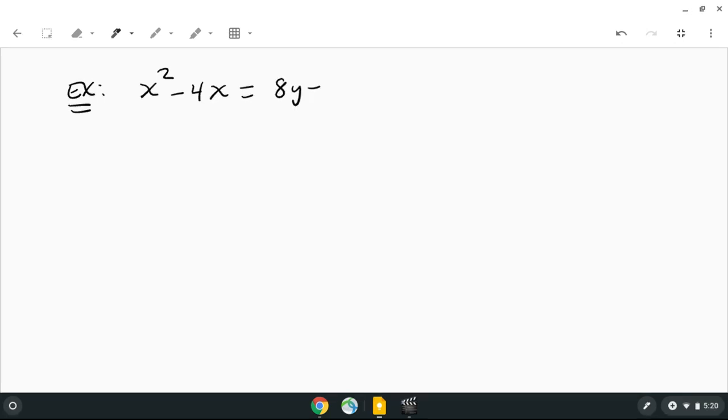All right, let's take a look at this one. Let's go ahead and graph. Okay, so let's graph this one. Some of you guys may have forgotten how to complete the square. Okay, so I'll include some review videos on how to complete the square in case you forgot. Okay, so we only have the x being squared, so we know it's the parabola.